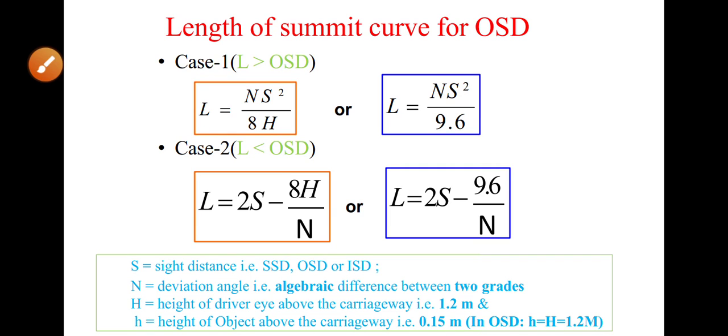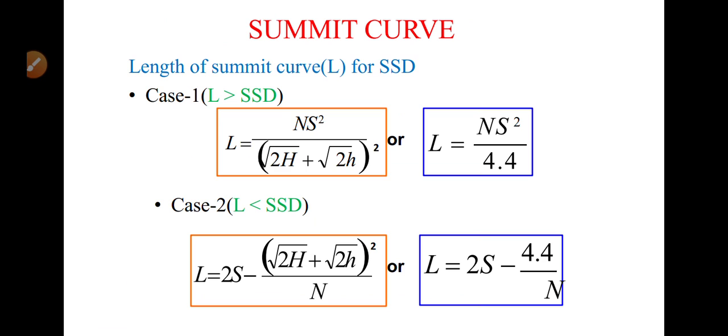Hello, good morning, students. In the last class, we have studied the length of summit curve. What are the formulae and what are the different cases? Two cases: when SSD is considered and the other case when OSD is considered. In each, there are two sub cases. In case of SSD, L is greater than SSD, and L is less than SSD.